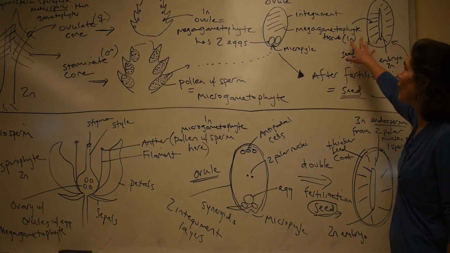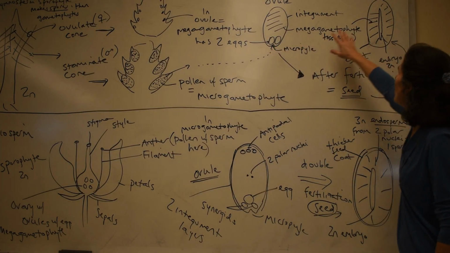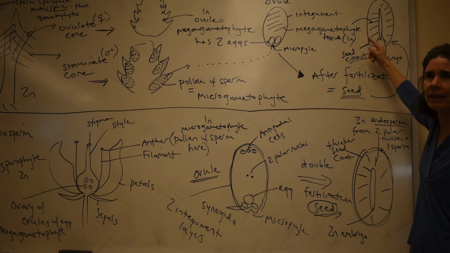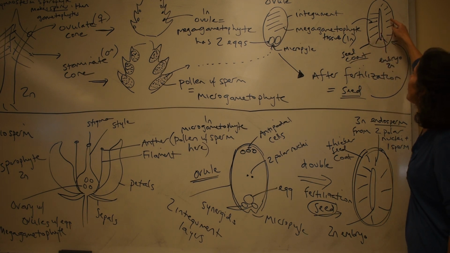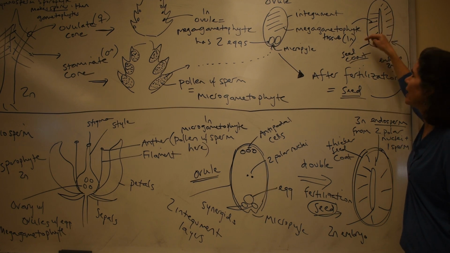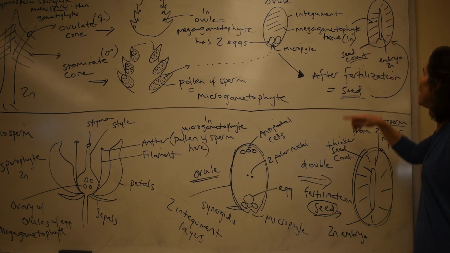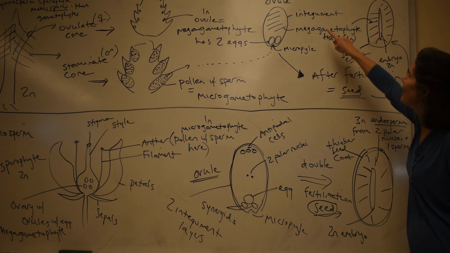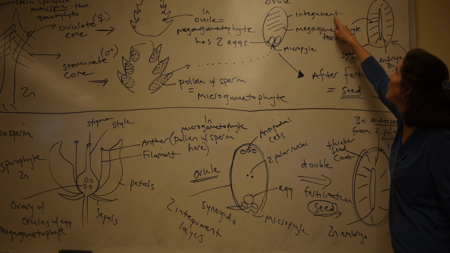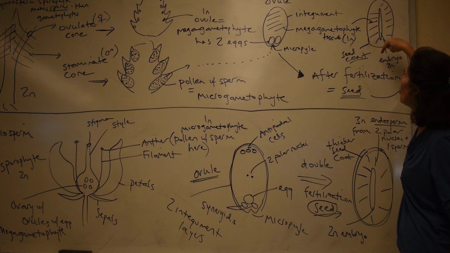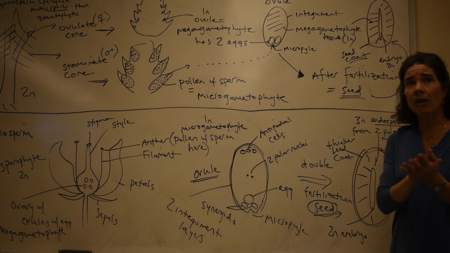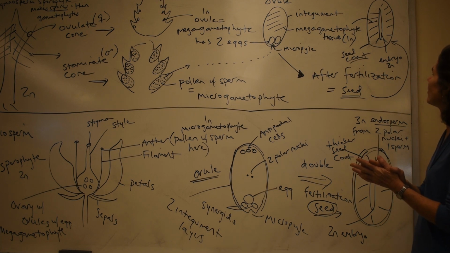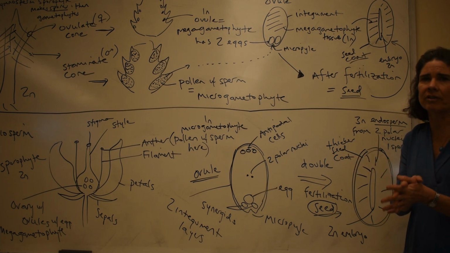Once fertilization occurs, we have the gymnosperm seed, so like a pine seed, which you can eat. And that still has this megagametophyte tissue, which is still 1N. It has an embryo in the center, which is 2N. And now the integument that was around the ovule has become the seed coat. So you need to know the parts of the ovule, which is the megagametophyte, as well as the parts of a seed after fertilization.